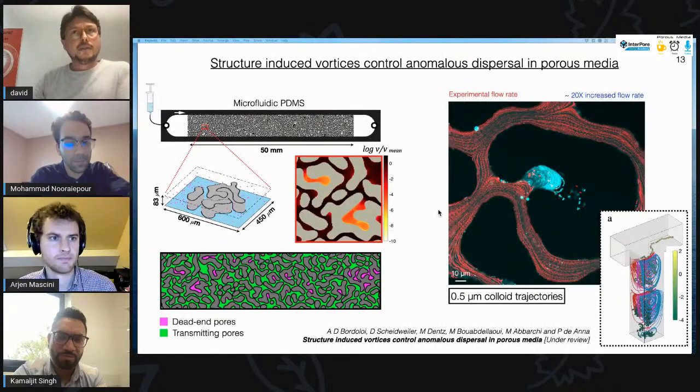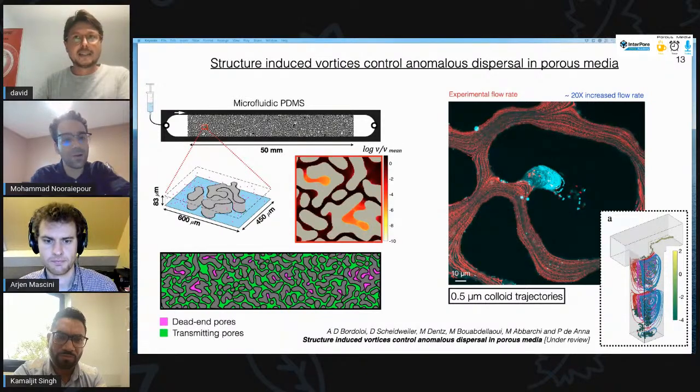So if I understood your question, you wanted to understand, for instance, the vortices that we have seen in the dead-end pores, or you're talking about the microbial transport mechanisms related to the chemoattractant? Mostly the first one, and also about this secondary flow that you observed in your experiments.